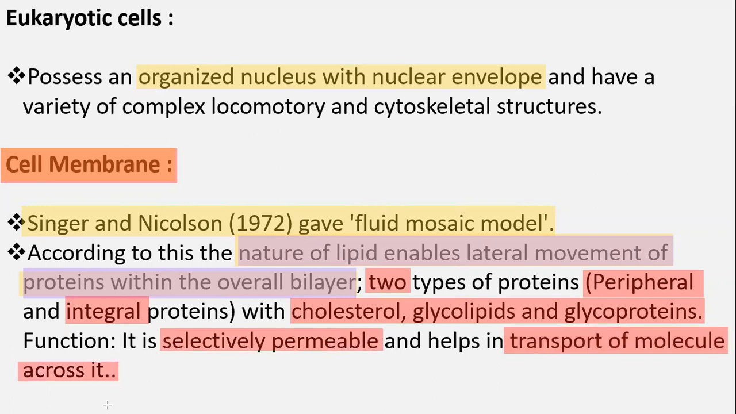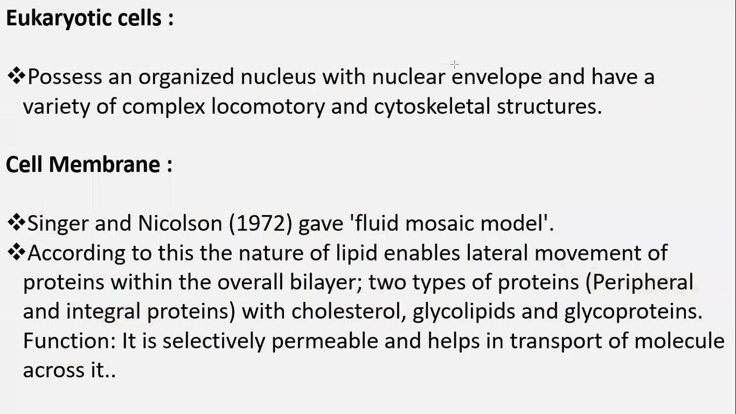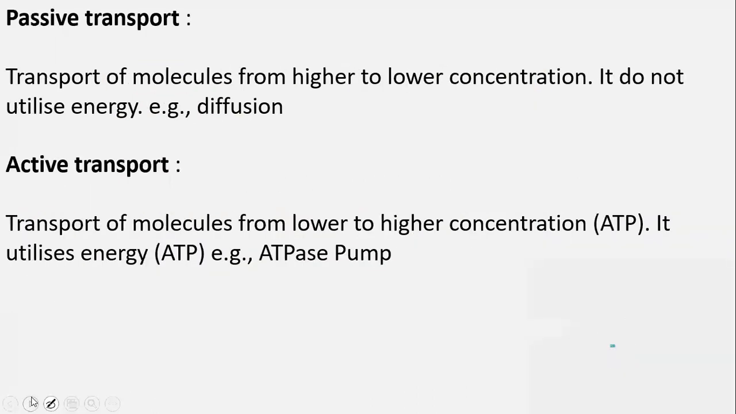Through different methods. It can be an active transport, it can be a passive transport, which we are discussing. Passive transport means the transport from higher to lower concentration. It does not utilize energy. For example, diffusion. Diffusion is an example of passive transport, that is, a transport of molecules from the higher concentration to the lower concentration, and that does not require any kind of energy.